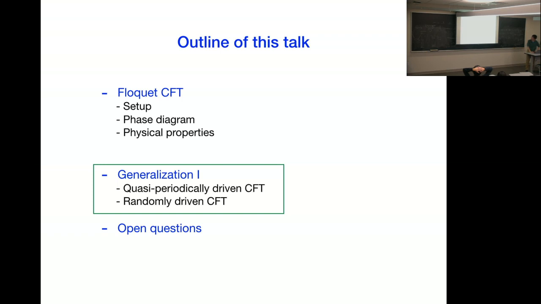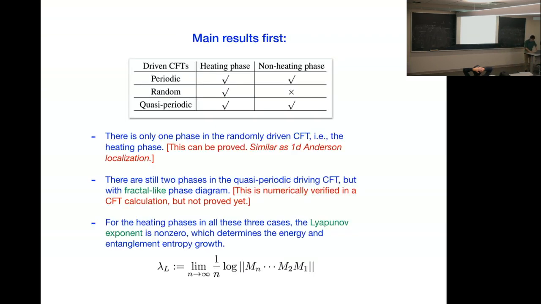It seems that I don't have enough time. I will use 2 minutes to quickly go through the generalization to quasi-periodic driving. Let me tell the result first. For the periodic driving, there are 2 phases. For the quasi-periodic driving, there are also 2 phases. But the phase diagram in the quasi-periodic driving is very interesting. There's some fractal structure. In the random driving, we can find there's only one phase, which is called the heating phase. We can prove this result.